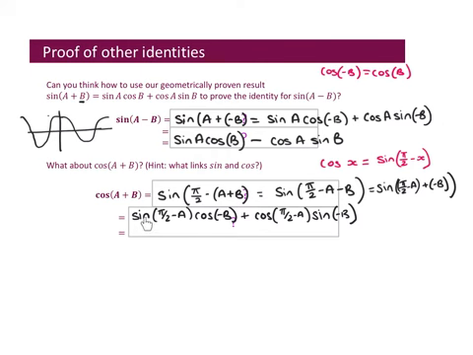Now, sine of pi over 2 minus A, we know is actually, in fact, cos A. Cos of minus B is, in fact, just cos B. Cos of pi over 2 minus A is, in fact, sine of A. Sine of minus B, I can bring the minus out here, and then have sine B. So then that's how we've shown what cos of A plus B equals.